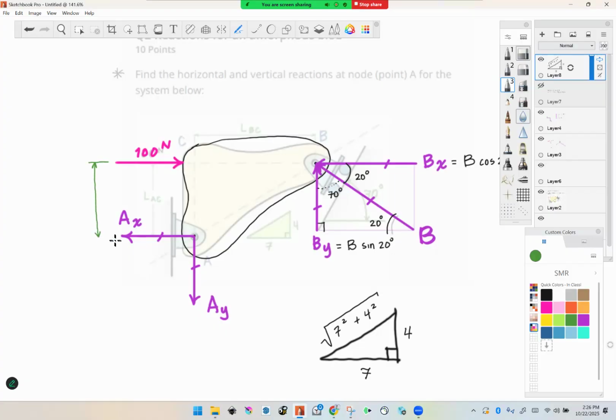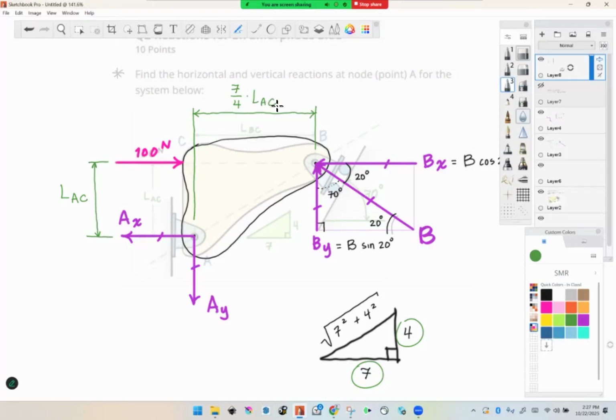So I'll make this one LAC. So that's some length. I don't know what it is. But whatever that is, if I divide by 4 and multiply by 7, I'll get this other length. Okay? So this is 7/4 times LAC.